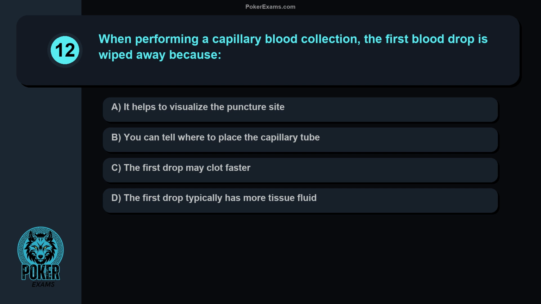Question 12. When performing a capillary blood collection, the first blood drop is wiped away because it helps to visualize the puncture site. You can tell where to place the capillary tube. The first drop may clot faster. The first drop typically has more tissue fluid.